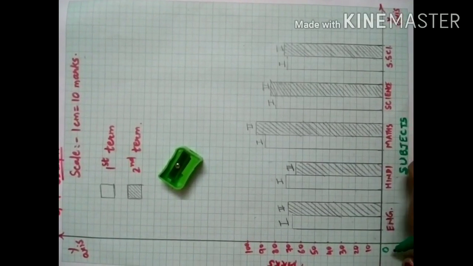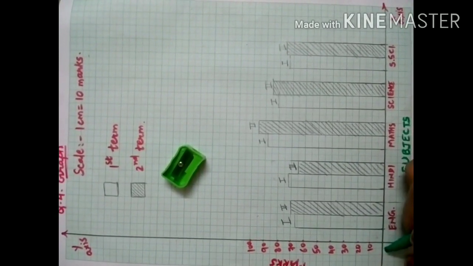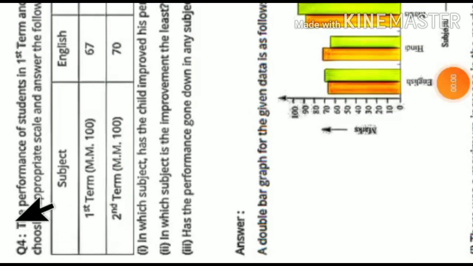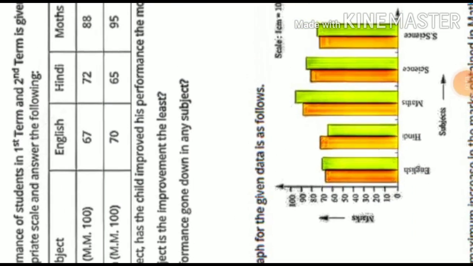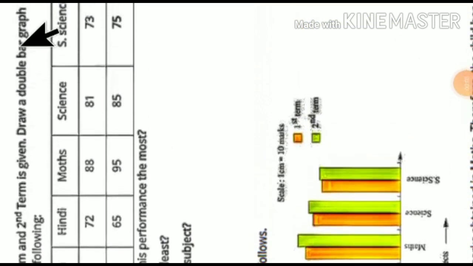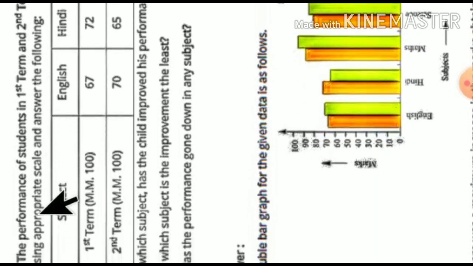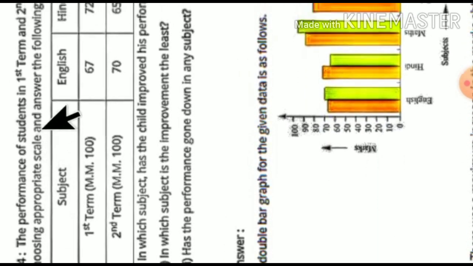You should also mention the origin here. The performance of students in first term and second term is given. Draw a double bar graph using appropriate scale and answer the following.